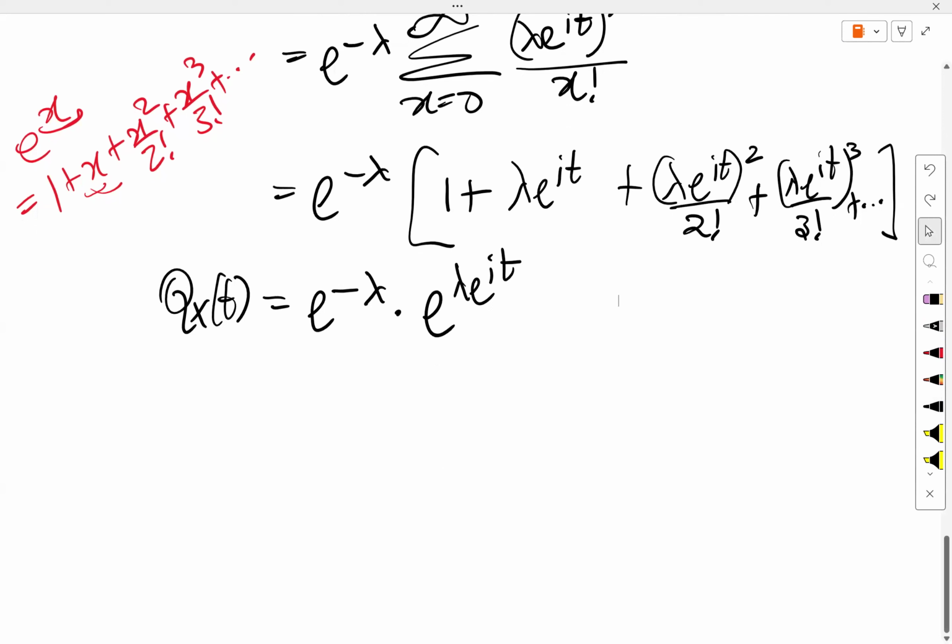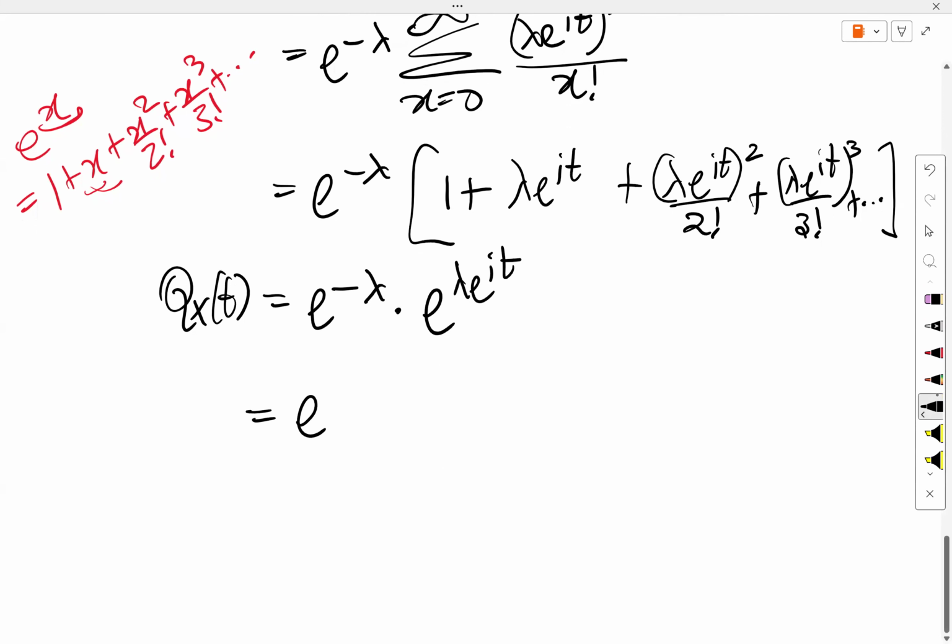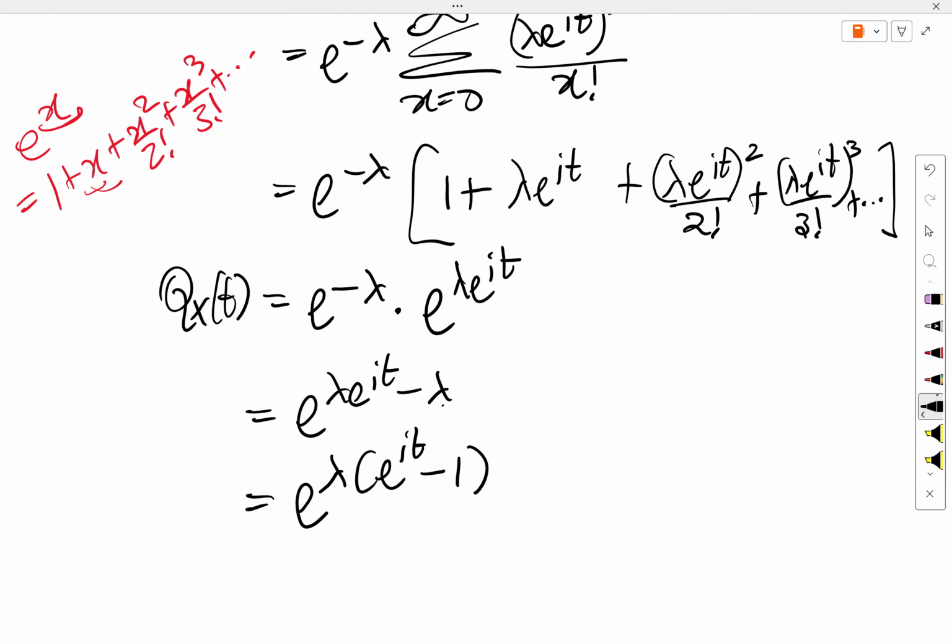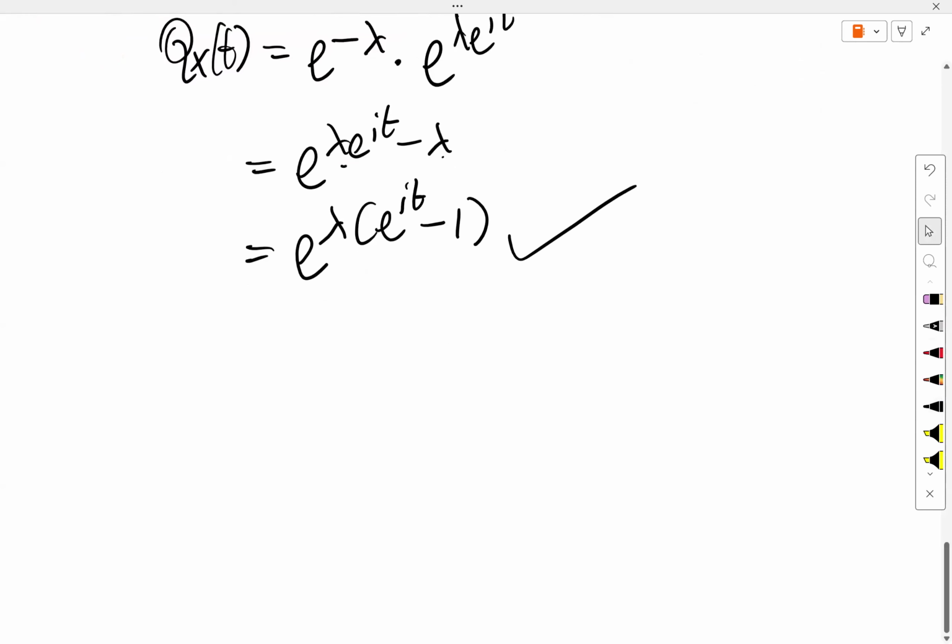So we can have it that way, or we can say this is e raised to power lambda e raised to power it minus lambda, which is the same thing as e raised to power lambda into e raised to power lambda, then e raised to power it minus 1, when you factorize the lambda out. So this is actually the characteristic function of that random variable defined by the Poisson distribution. So that's the first part, right?